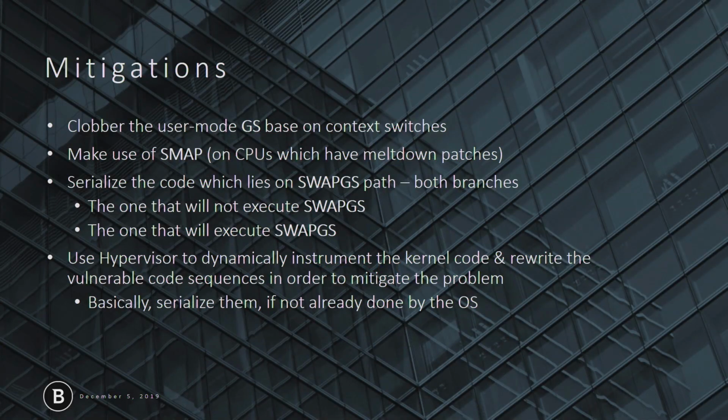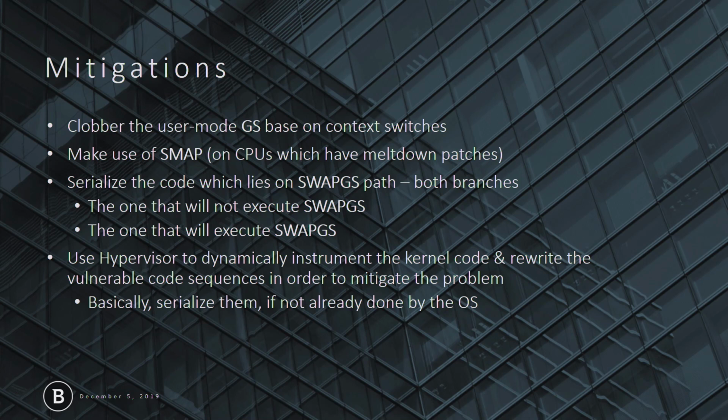All right, so mitigations. There are several mitigations, but the most obvious, simple one is to serialize all branches which involve SWAPGS. So if you have an if and SWAPGS is involved, you'd have to serialize both the branch that is taken and the branch that is not taken, because once you serialize this, basically you inhibit speculative execution, and instructions cannot start to randomly, speculatively access GS-based memory.